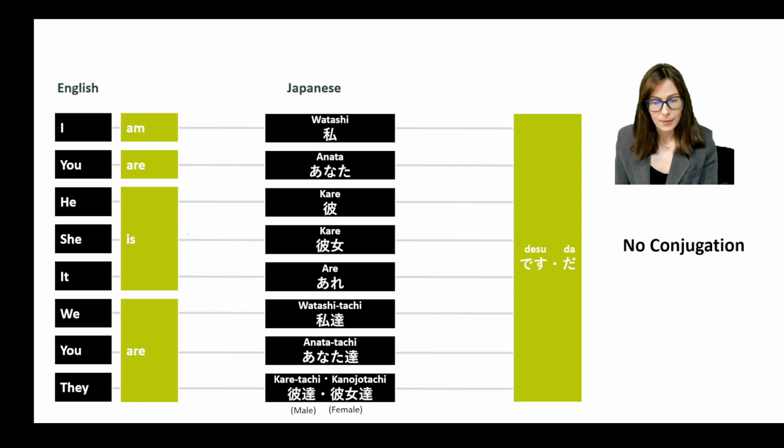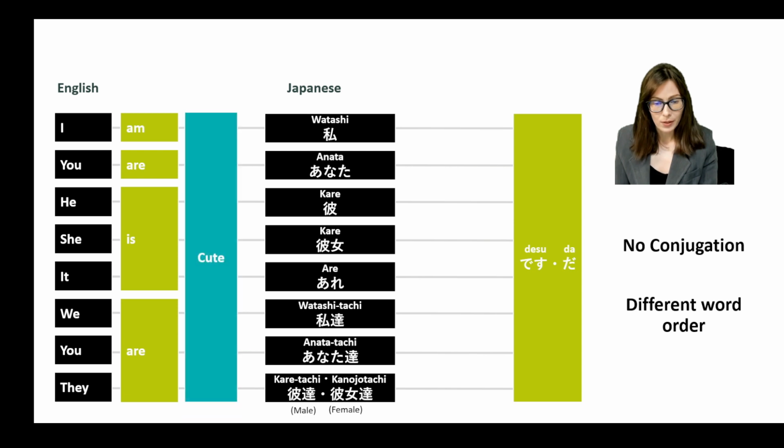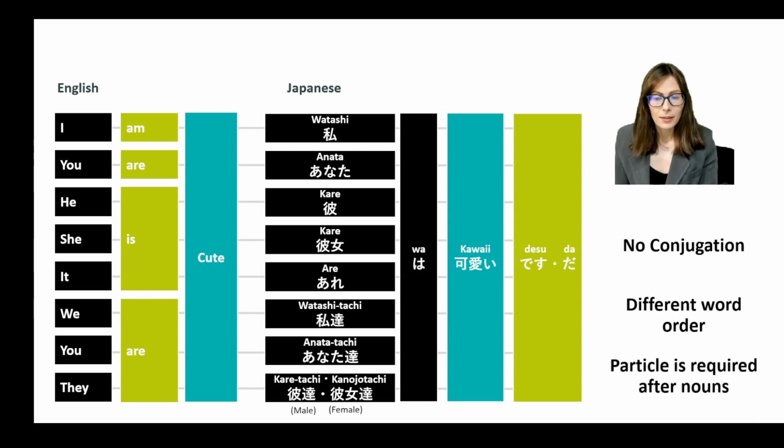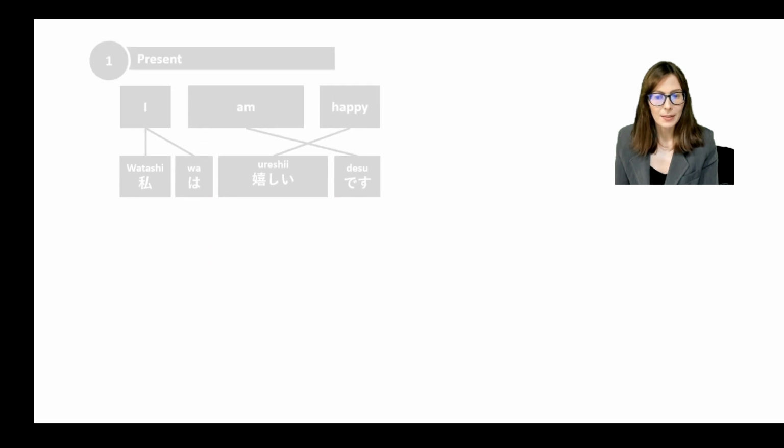Now the tricky things. The word order is different. As you know, in English, the adjective comes last in a sentence, right? In Japanese, however, the adjective comes in the middle, okay? And the third thing is that nouns require particles. These particles depend on the case. At this level, I'm mostly touching upon the nominative case. And in the nominative case, the particle wa is required to be attached. Okay? Excellent. Now that we know the present, let's see how we can deal with the past.